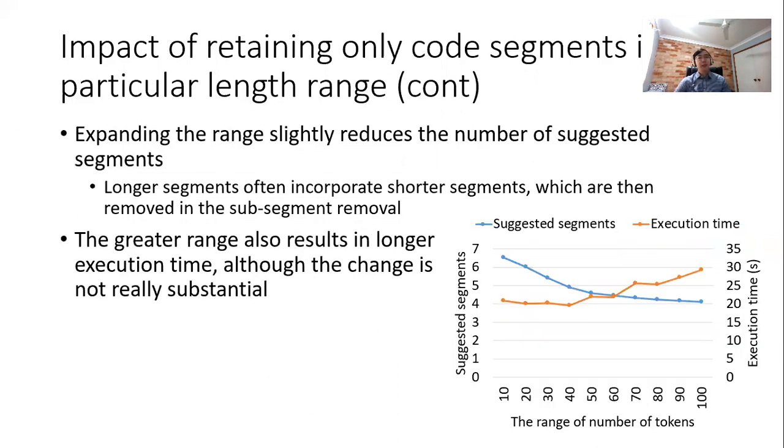In terms of efficiency, expanding the range slightly reduces the number of successive segments, because longer segments often incorporate shorter segments, which are then removed in the end by the subsegment removal. The greater range also results in longer execution time, though the change is not really substantial.